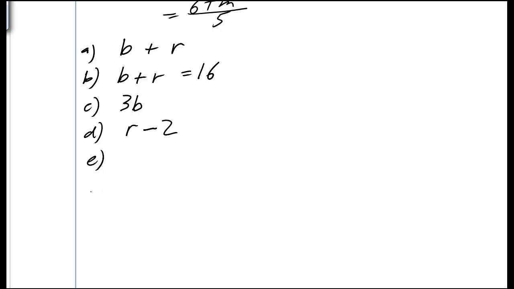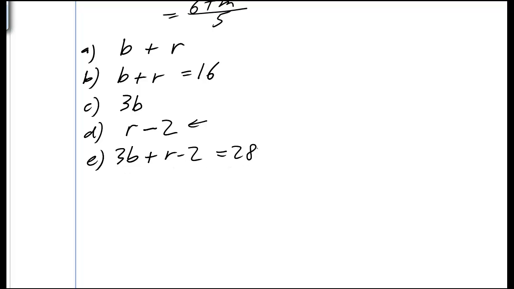Okay? E. If Sue has 28 pens altogether, write an equation to show this information. So Sue has a total of 28 pens. Okay? And Sue's pens consist of the blue ones and the red ones. So how many blue pens has Sue got? Well, Sue's got 3B blue pens. And how many red pens has she got? The total number of pens she's got is going to be the blue ones plus the number of red ones she's got. How many red ones has she got? She's got R minus 2.